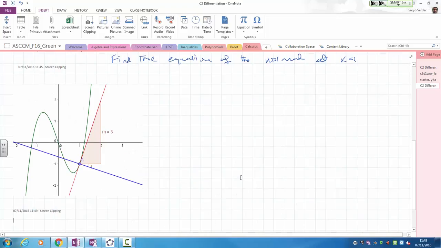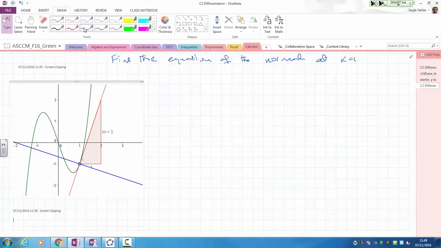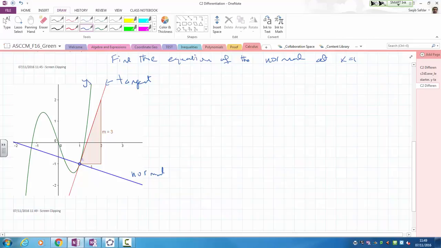Okay. And we should ideally just label this stuff. So let's put a few labels in and write down: this is the normal, this here is our tangent, and this here is our y. Now we know the coordinate is (1, -1). We know y equals 2x cubed, take away 3x.